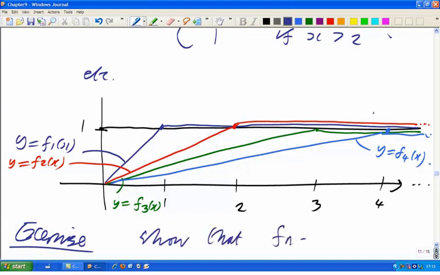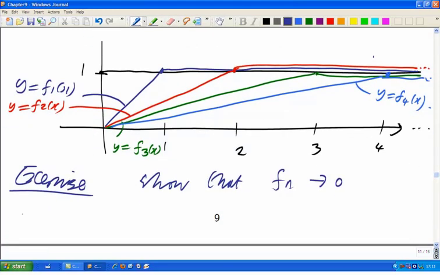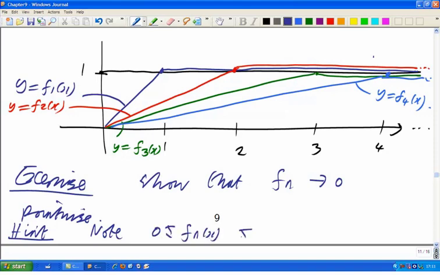Show that Fn tends to 0 pointwise. I'll give you a hint for that, though. You can use the sandwich theorem if you've already done the other one. Hint: if you want to avoid doing case-by-case analysis, that's also perfectly fine, but note that 0 is less than or equal to Fn of x, which is always less than or equal to x over n, which tends to 0 as n tends to infinity. So you can use the sandwich theorem. I'll let you fill in the details of that.